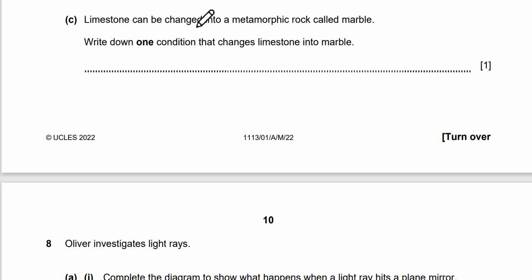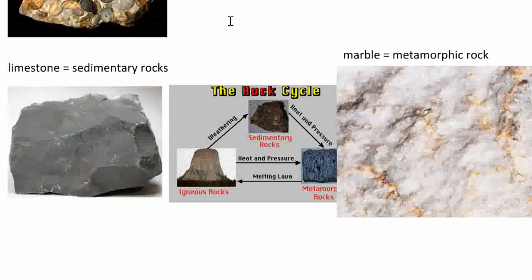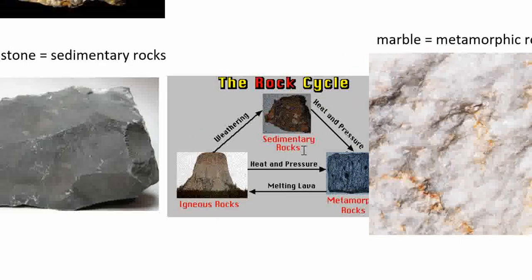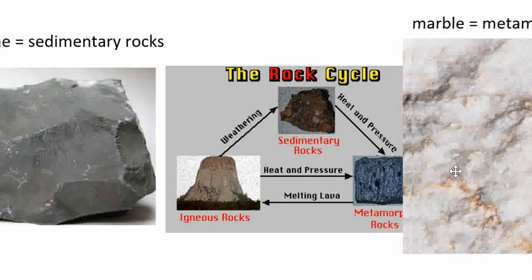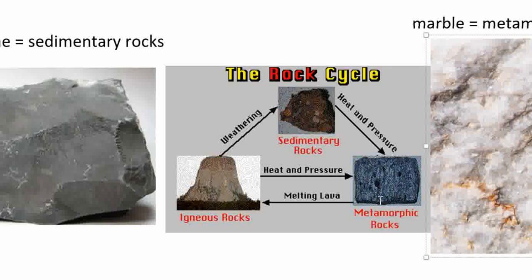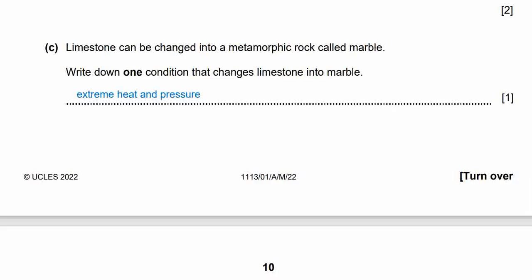Limestone can be changed into a metamorphic rock called marble, but what is the one condition that changes limestone into marble? It will be under heat and pressure. We see the change from limestone, a sedimentary rock, into marble, a metamorphic rock. Metamorphic rock we get from other rocks due to heat and pressure. So let's write down the answer. Our answer will be extreme heat and pressure.